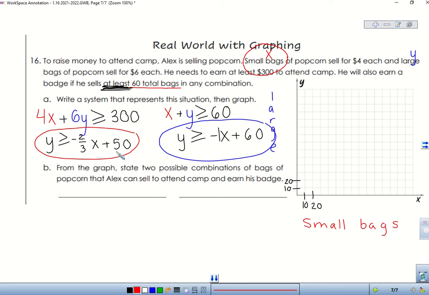So I'm going to do the one in the red first. So that starts at 50. 1, 2, 3, 4, 5. And I go down 1, 2, and over 3. And then I connect this with a solid line because the inequality has an equal sign underneath. And the alligator is eating the Y, so I shade above.